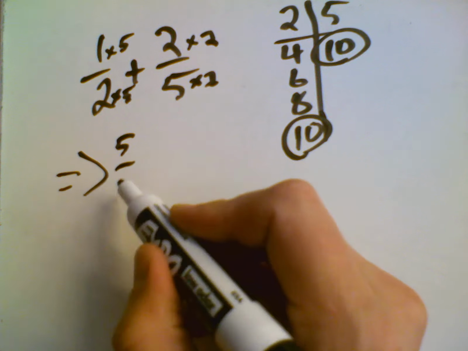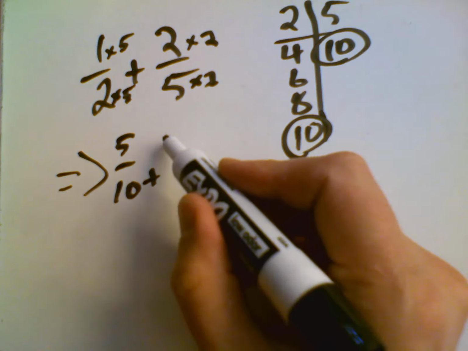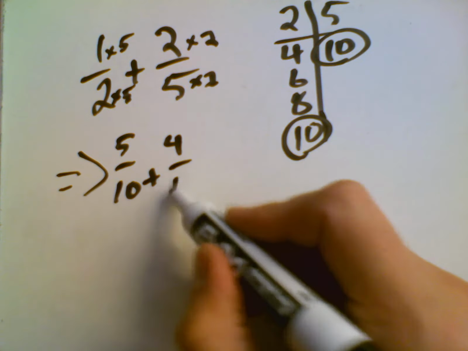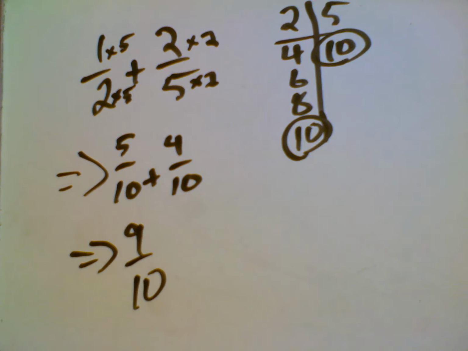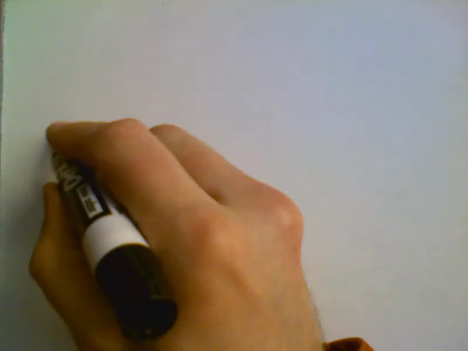1 times 5 is 5, 2 times 5 is 10, plus 2 times 2 is 4, plus 5 times 2 is 10. That gives me 9/10. So I need to get 9/10 out of this. I know that's where I'm going to get to. Now I'm going to draw my number line.